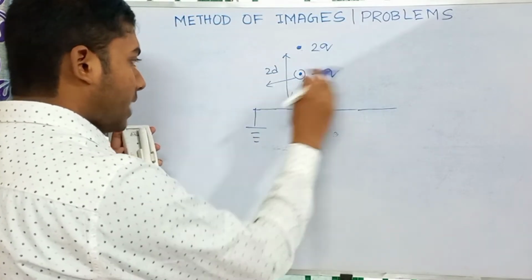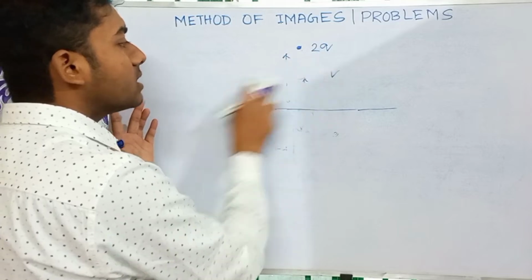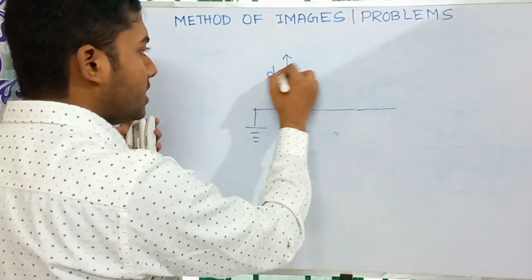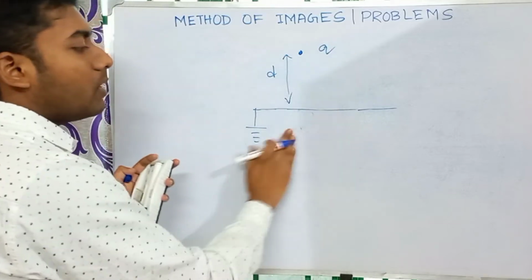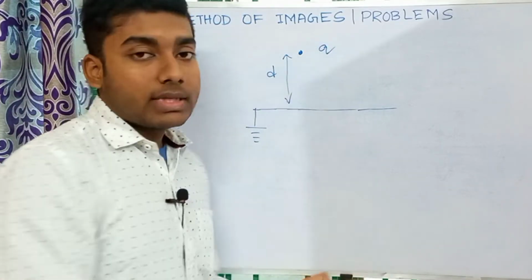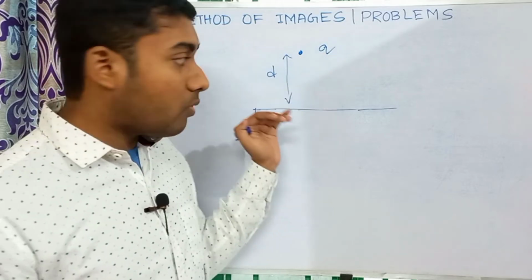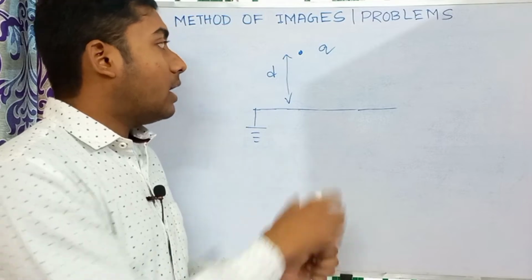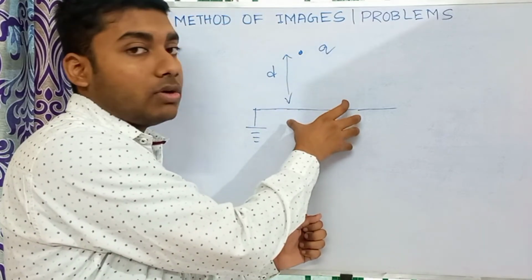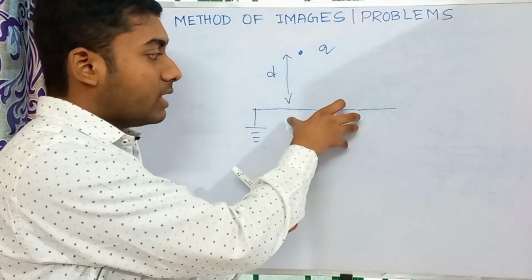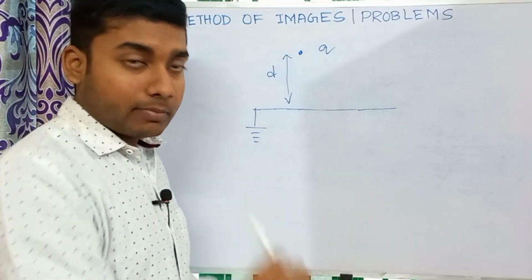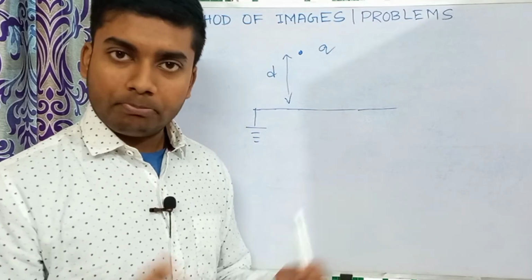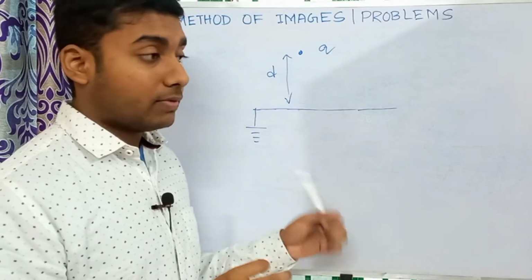you have this conducting plane and a charge just above the plane at distance d. Suppose this distance is d and the charge is q. Now you are asked, for the presence of this charge q, what will be the surface charge density on this plane? That is, for this charge there will be an induced charge in the nearby regions of this infinite plane. Now what will be the surface charge density? How can we calculate that? This is another type of problem.